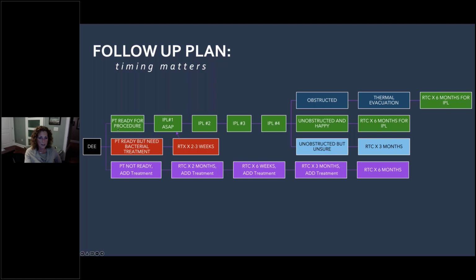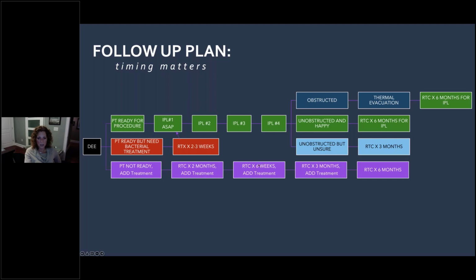Now, let's say they're not ready for procedure. It's a money thing or whatever the reason is, they don't want to do it right now. Then I'm going to add treatments, but I'm not seeing them back for 2 months at least, because even if they come back unhappy, I'm not going to change anything because it takes 2 months to kick in. At that point, if they're not completely happy, and they're not going to be, I'm adding treatment.